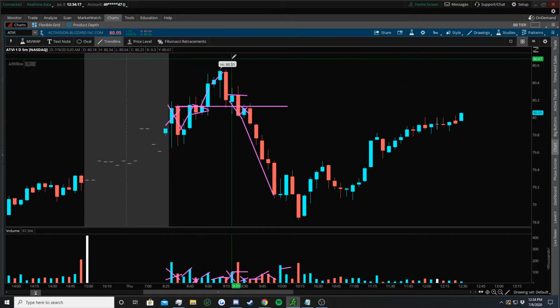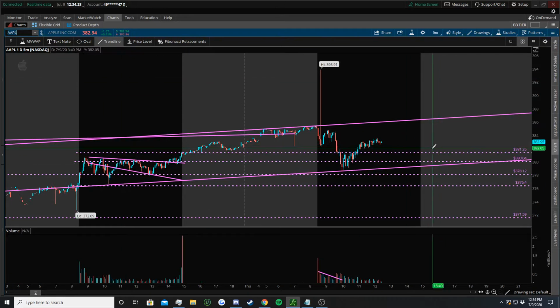Remember, this is me talking about a call scenario, then I talked about a put scenario, how you could see price form as it's doing it live. So now let's head over to Apple because that was a lot of examples in just one. So let's go over to Apple.